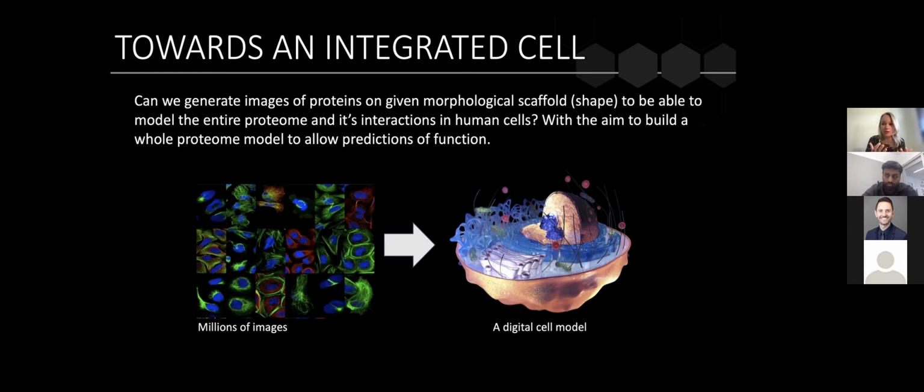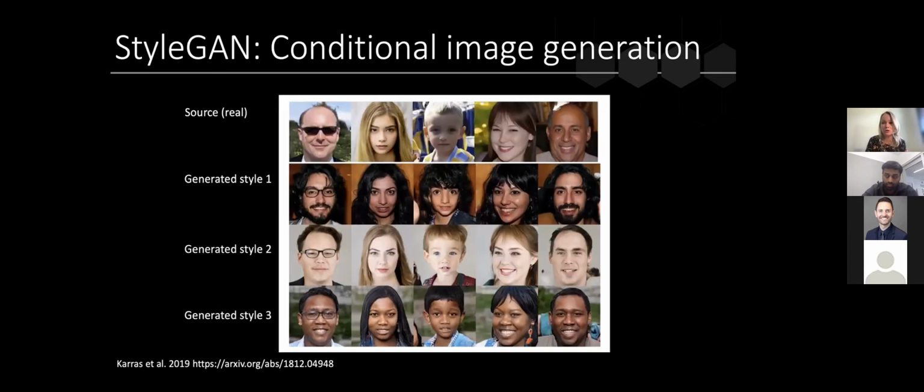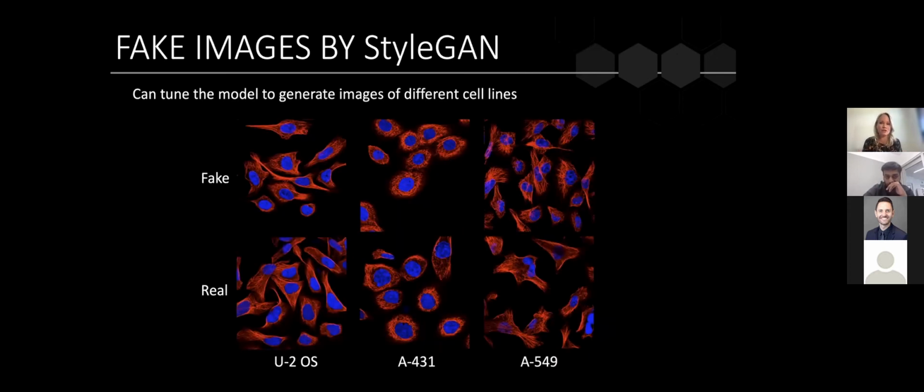And what we can do well with a lot of images is, of course, to train models to generate fake images like style GANs or diffusion models now, where you can generate faces and tune them and say add glasses, remove glasses, change hair, and so on. So we trained a model to generate fake HPA style images. So at the top here, you can see fake images. At the bottom, you can see real images.